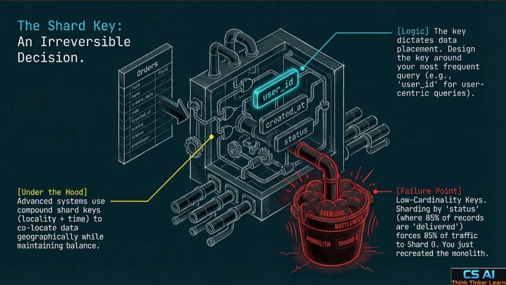The failure point for shard keys is low cardinality keys. Sharding by status, where 85% of records are delivered, forces 85% of traffic to shard 0. You recreate the monolith and overload and bottleneck on a single shard, negating all sharding benefits.